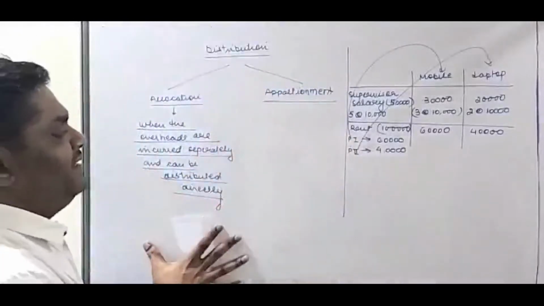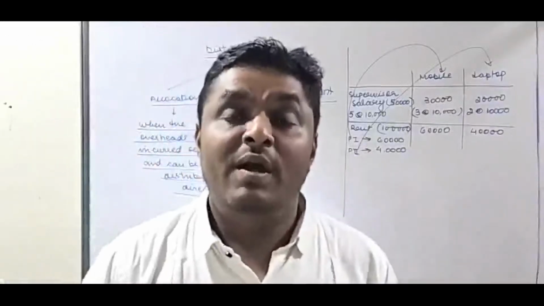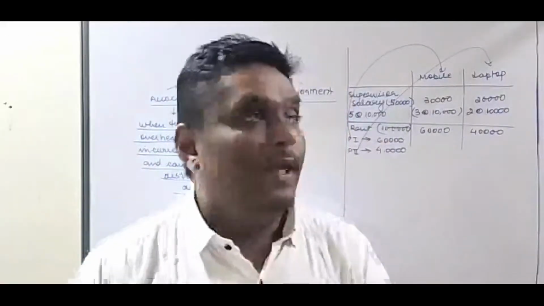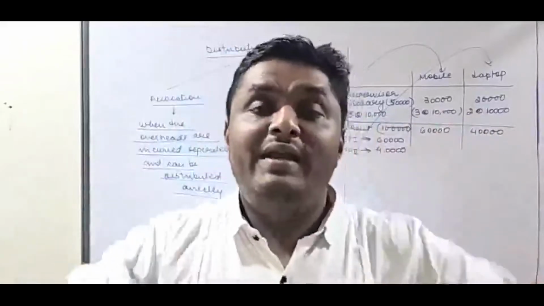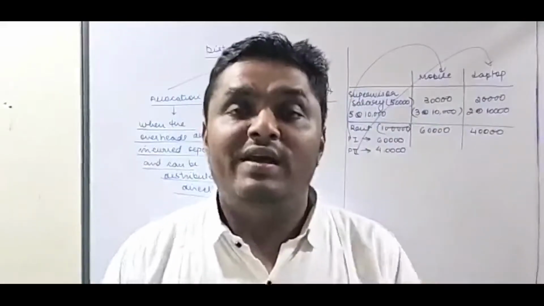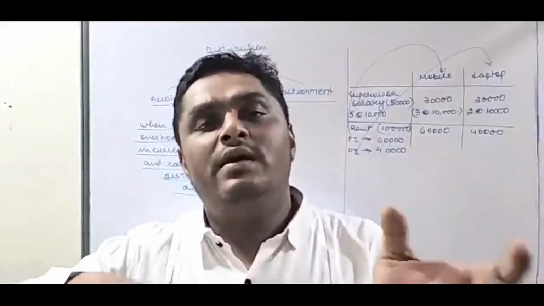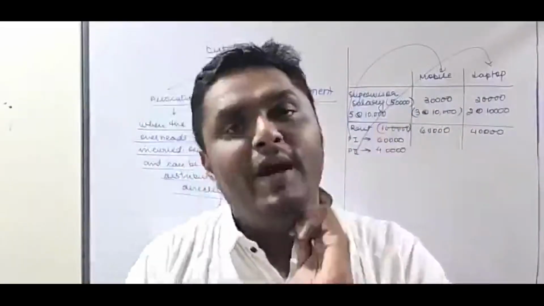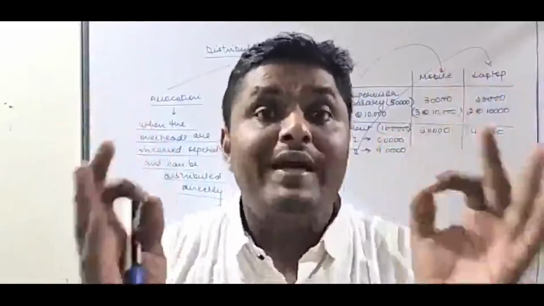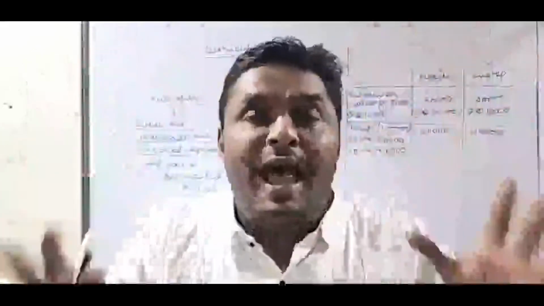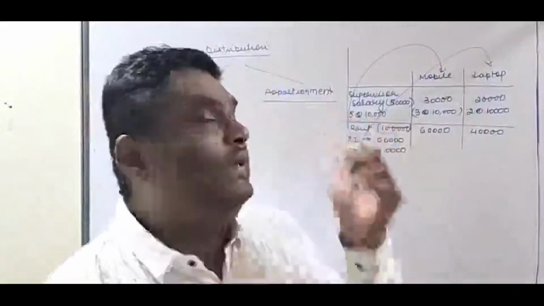So when the overheads are incurred separately and can be distributed directly, this process is known as allocation. But let's take a different case. When we have taken only one premise on hire, the rent is 1 lakh and there are no 2 separate premises. Further, let's say I have appointed 5 supervisors and these supervisors are jointly working for the mobile department as well as the laptop department. Now the question is how to distribute. Again, when the overheads are not incurred separately, they are incurred as a whole and we cannot distribute them directly. So what to do? Very simple, we have to apportion.